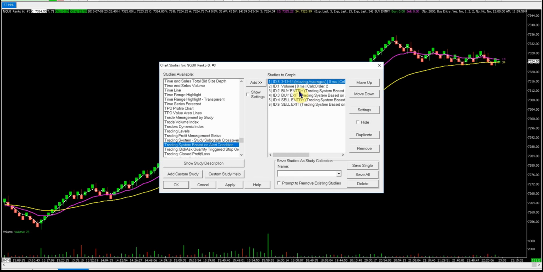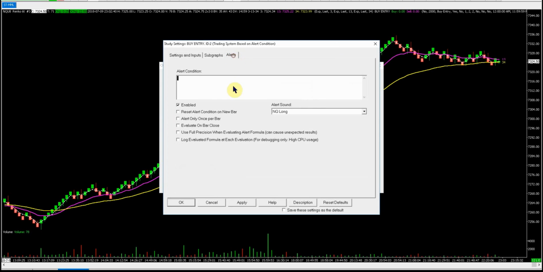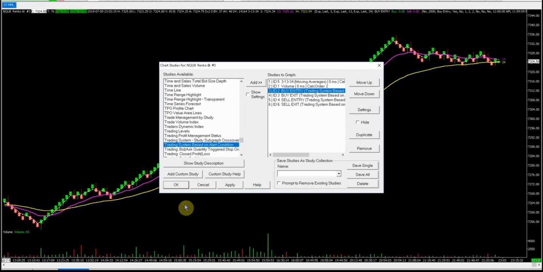Okay. So a buy entry, it would be, say, ID5.SG1. Okay. Cross from below. Okay, cross from below ID5 SG1, and it's ID5 SG2, which is the 313 crossover. Cross from below. Okay. So there's your cross from below.